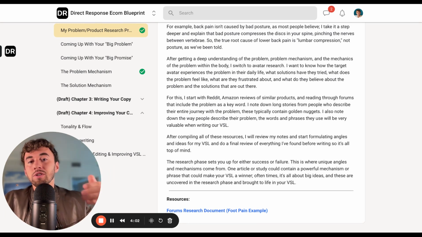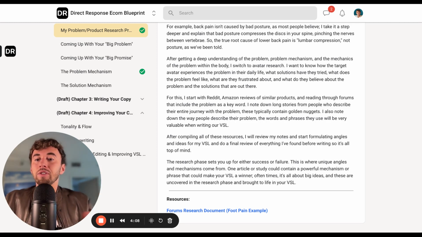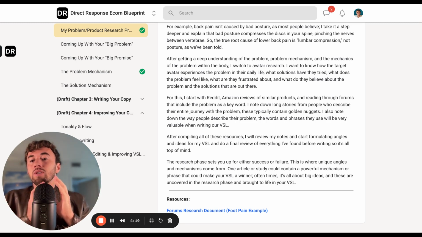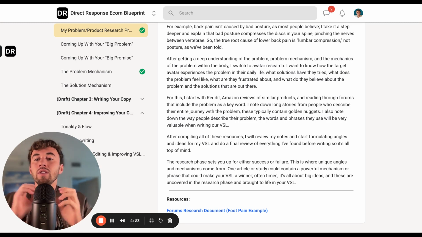By the time you finish this research process, you should have a pretty good understanding of the problem, what's really causing it, what it feels like for people, and how they're dealing with it and why they're unsatisfied with the other solutions. And then from there, you come up with your angles, right? So this can be big angles, like what do you want to tackle in the actual VSL? Do you want to do knee pain, or do you want to do a specific type of osteoarthritis? Do you want to do menopause knee pain? You can pick certain angles that you feel are going to do better.